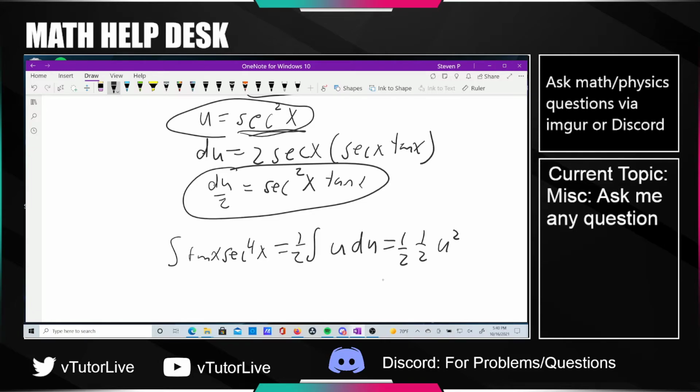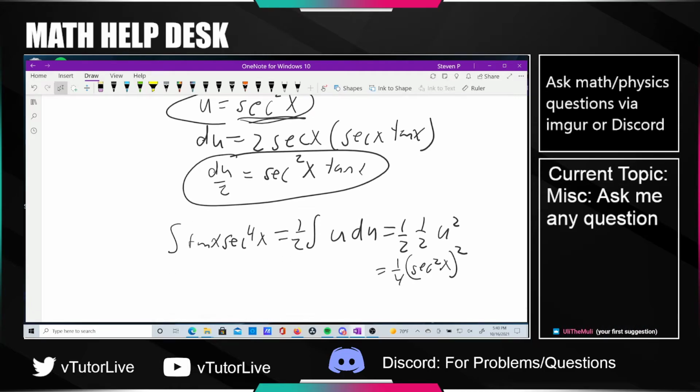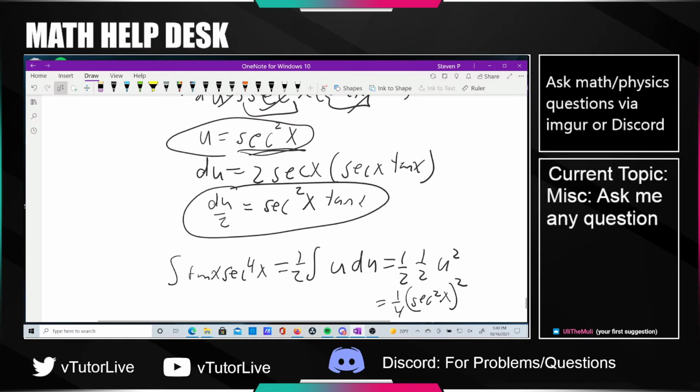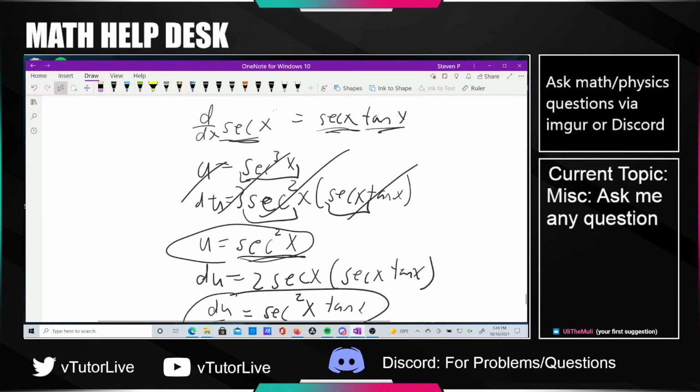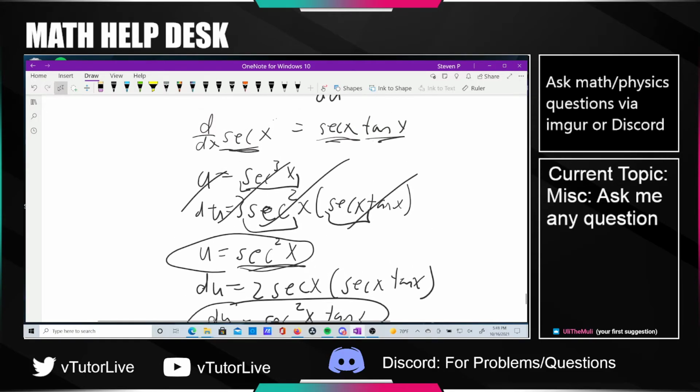And then you would just have to plug in 1/4 secant squared of x squared. I think this is a definite integral, so you would have to evaluate it. Can you still do this? You have u is equal to secant cubed, so the cube root of u is equal to secant. Actually, you're right. That would work just fine.